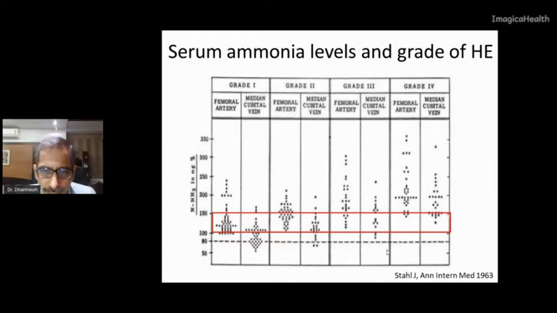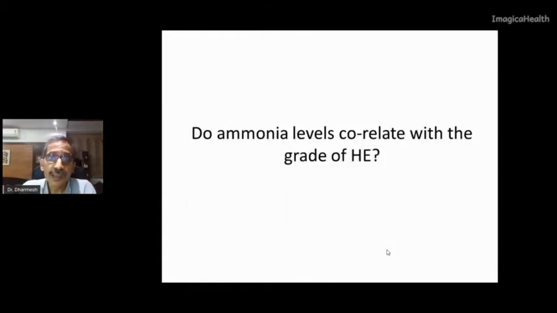And therefore, many studies, as you will see in the next few minutes, have also used the venous ammonia values to follow up these patients and see what happens to the ammonia values during management. So the message is loud and clear that arterial ammonia values are higher than the venous ammonia values, but it's a mixed bag across the grades of encephalopathy. You can see various levels of ammonia. Do ammonia levels always correlate with the grade of HE?